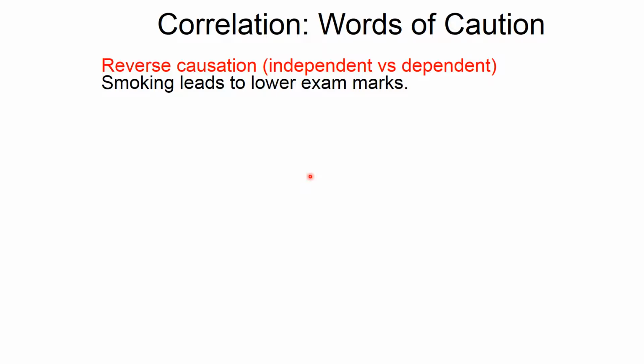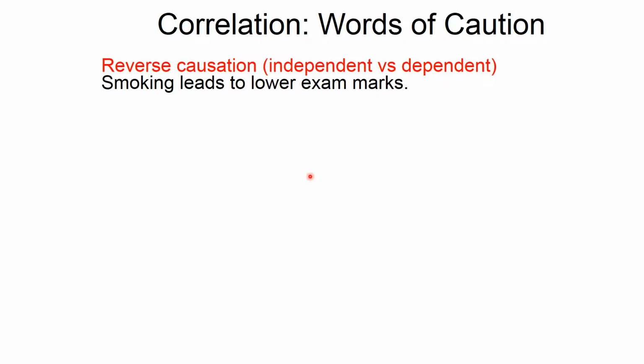So as an example here, smoking might lead to having lower exam marks. If you could do a survey of how much people smoke, and you measure how clever they are using some kind of exam, you might find that people that smoke do less well in exams. So you might say, well, smoking causes stupidity or poor exam performance.